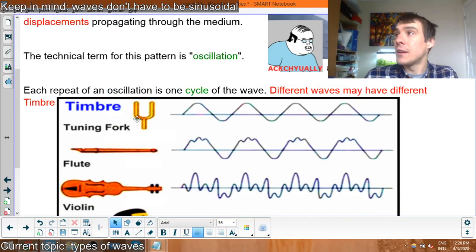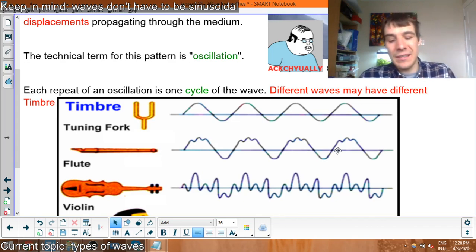Different waves have different timbre. Timbre is the shape of the wave. So both of these waves have the same frequency, so you'll kind of hear the same tone, but they have different timbres. So you're actually going to hear a different kind of sound. It's hard to explain, so I'm going to pause and find a wave generator, and I'll show you much better using the wave generator. Just a sec.